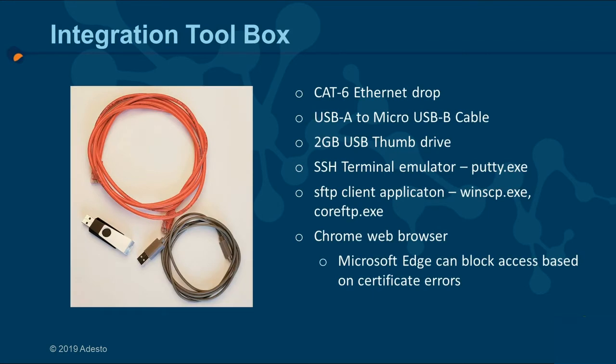Before starting out, have these things on hand: a Category 6 Ethernet drop cable, a USB-A to micro USB cable, and a 2 GB flash thumb drive. Also have the following software: a terminal emulator such as PuTTY, and an SFTP client application such as WinSCP or CoreFTP. Chrome browser is a good choice. Every once in a while, there are problems with Microsoft Edge when it comes to blocking access due to certificate errors.